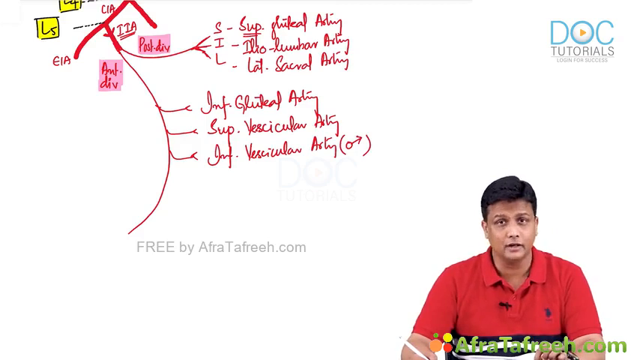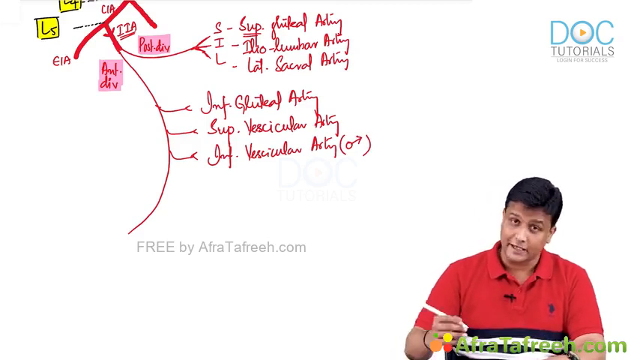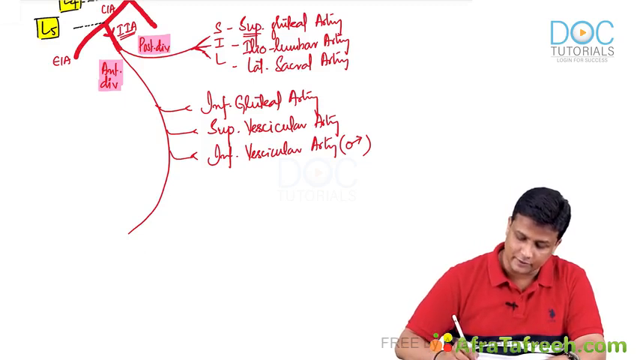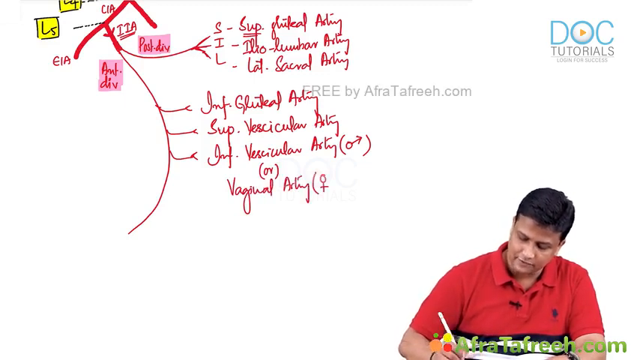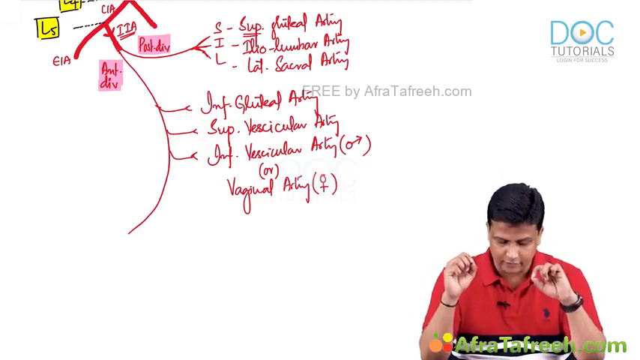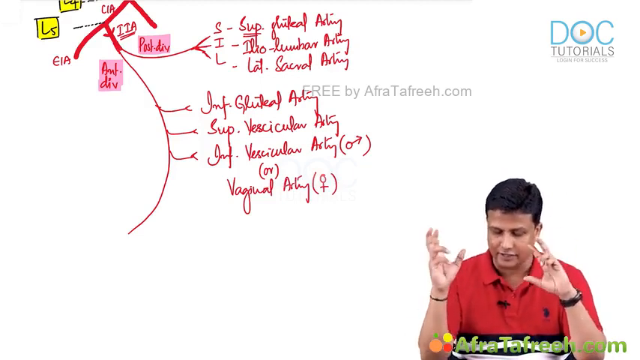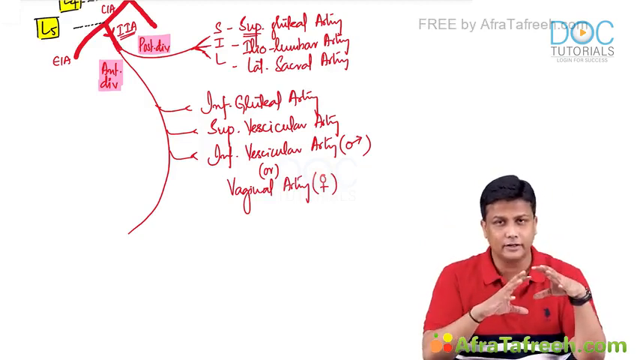Then what about the female? In female, you don't have the inferior vesical artery. But instead of that, the homologue of that, or similar to that one, will be the vaginal artery. So in females, instead of the inferior vesical artery, there will be a vaginal artery present over there. That is the one important thing that you have to remember here. So that's about the urinary bladder.